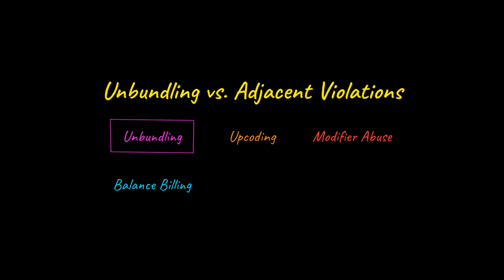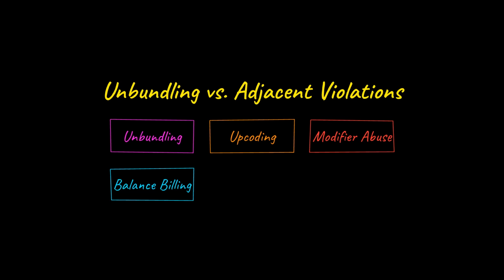Unbundling is distinct from other billing integrity concerns. Upcoding means billing a higher level code than documentation supports. Modifier abuse means using modifiers to bypass edits without supporting documentation. Balance billing involves charging patients beyond the contracted amount. Unbundling specifically means breaking apart a bundle that should remain a single code.